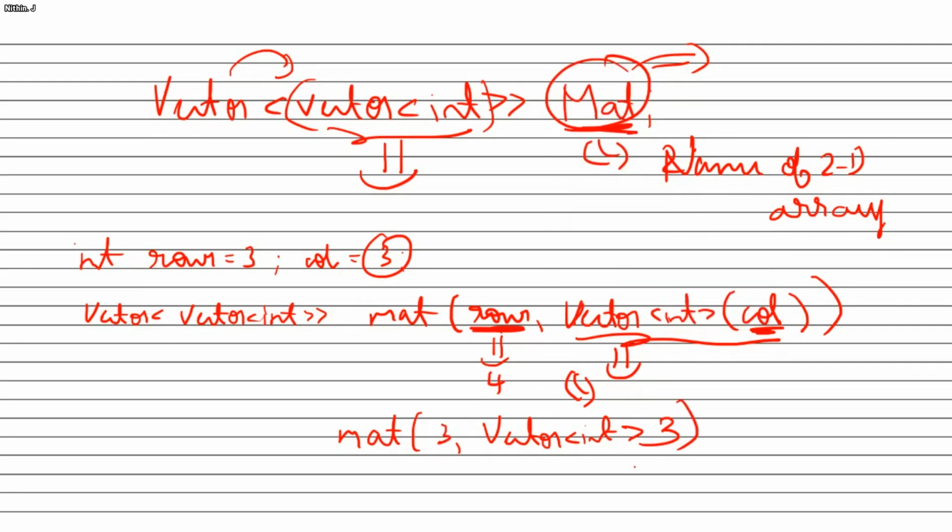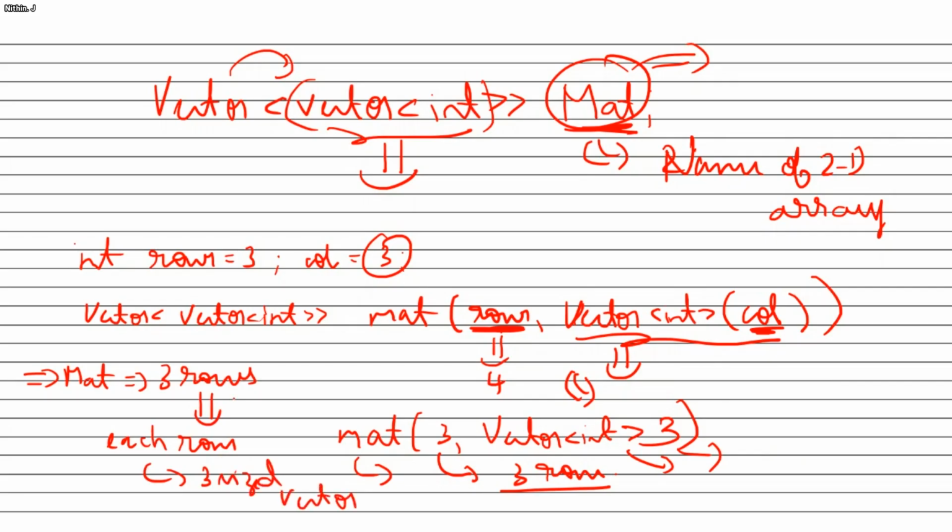Yep. So basically what I'm saying is let's make a matrix 2D vector which will have 3 rows, and each row will have a vector whose size is 3. So if I say again, we'll have a mat with 3 rows, and each row will have a vector whose size is 3. That basically means each row has a 3-sized vector. So that's how you initialize a vector of given dimension.